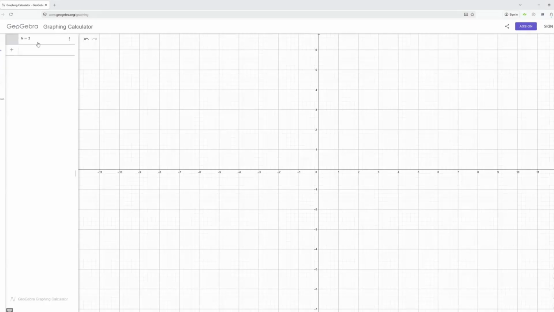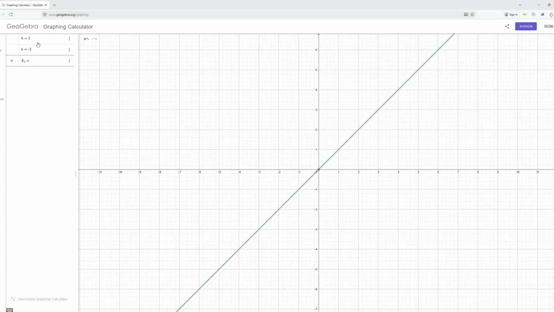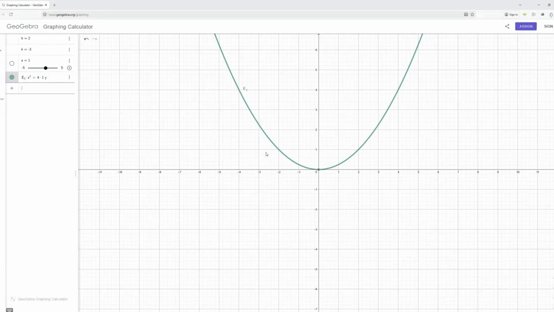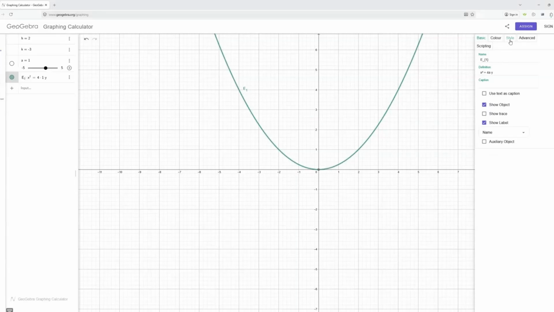So for an illustration, let's choose a particular horizontal displacement of 2 units in the positive direction and a vertical displacement of 3 units in the negative direction. And let's plot our original parabola, x squared is equal to 4 times a times y. And let's make that a dotted line.